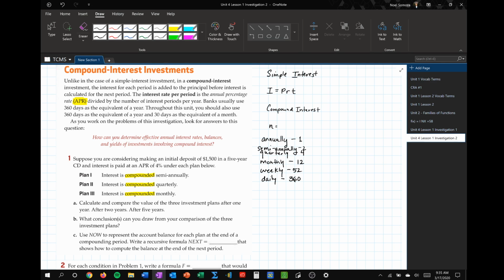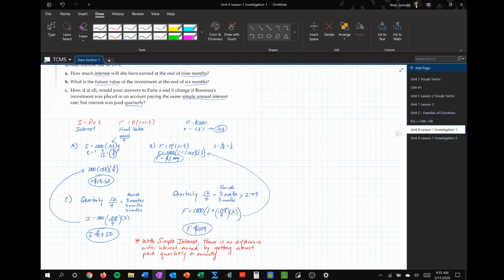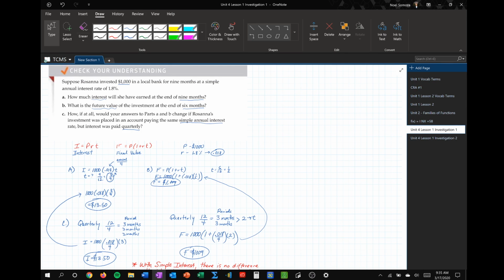Just like it did before, right? If you take a look at the CYU, it said that there was a simple annual interest, right? And so that's how you know which one to use.